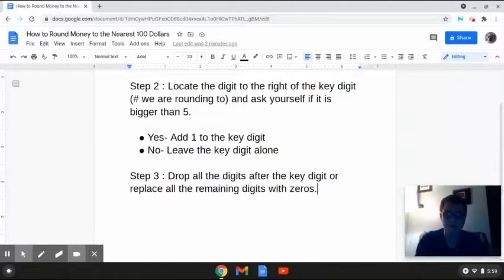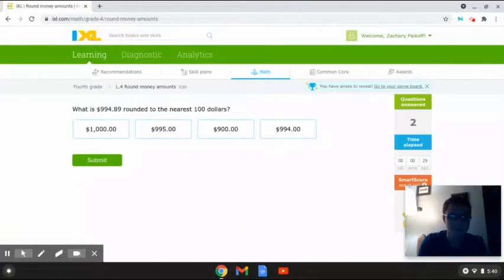So let's try a few problems together. Okay, so this first problem reads, what is $994.89 rounded to the nearest $100? Alright, so in this problem we are given $994.89, and the first number 9 is the key digit that we're going to be looking at. So that's the number that we're going to be rounding to. And if we look to the right of the number 9, we have again the number 9, and the number 9 is bigger than 5. So that tells me that this number is going to round up, and it will become 1,000.